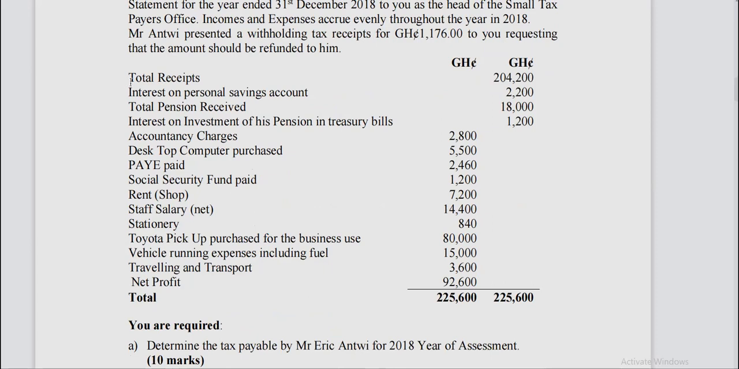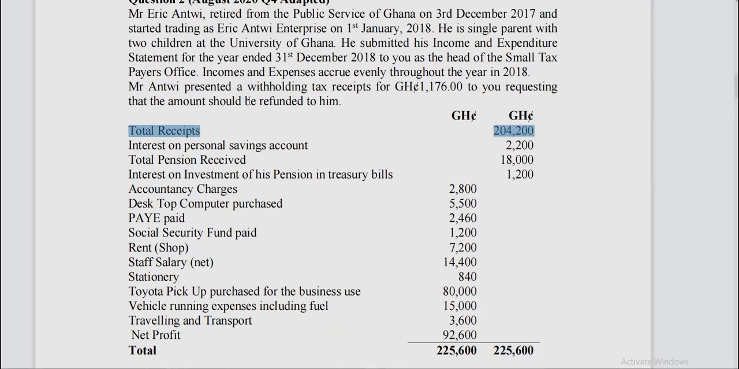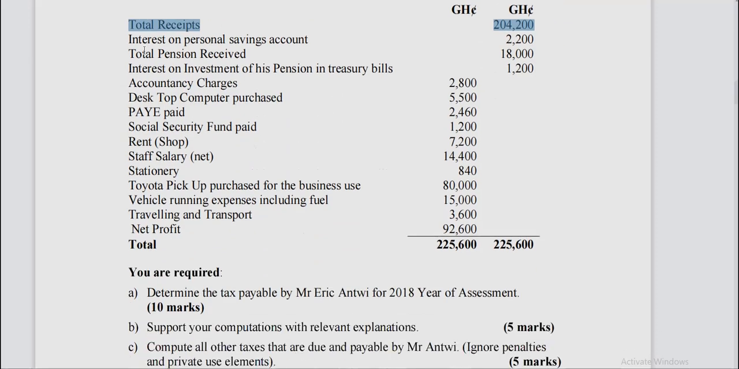So first of all, we have his total receipts. Okay, what business was he into? Eric Enterprise. They didn't tell us what he was into, but we have to know. So interest on his personal savings account, because it's an individual, we know this is a non-taxable income. Pension received, also exempt from taxation, non-taxable income. Interest on investments of his pension in treasury bills, non-taxable income. It's not supposed to be there.